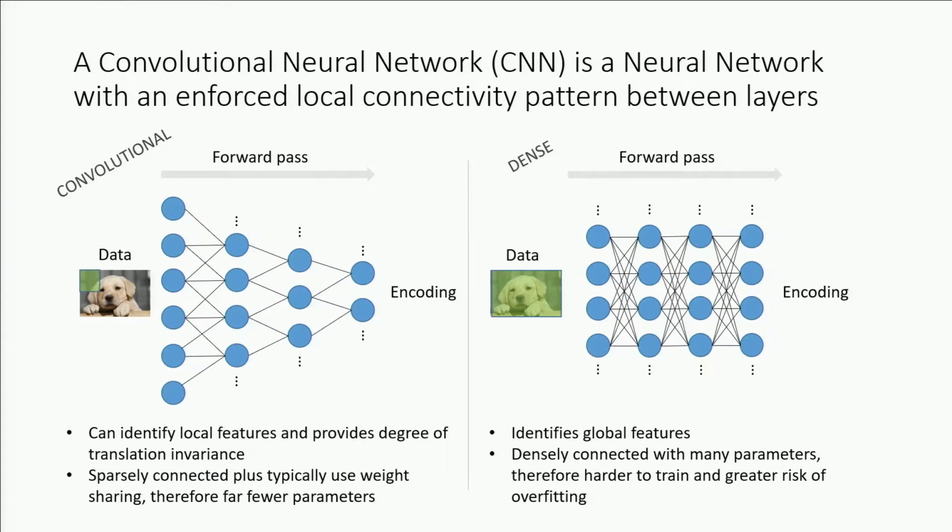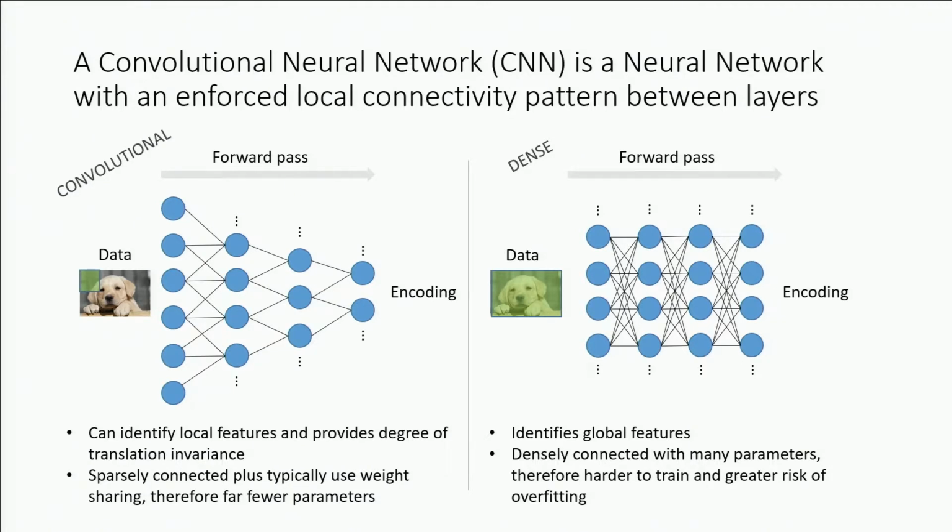So without further ado, a convolutional neural network. Really all it is, I suppose, is a normal neural network, but with a particular locally enforced pattern of connections. So unlike the example on the right-hand side, which is densely connected, our nodes on a given layer are only connected to a few nodes in the previous layer. And that brings some benefits.